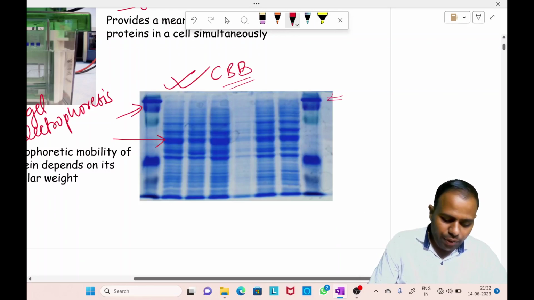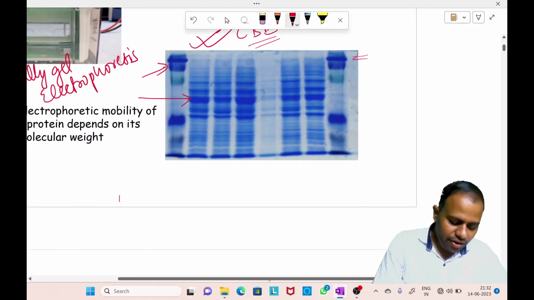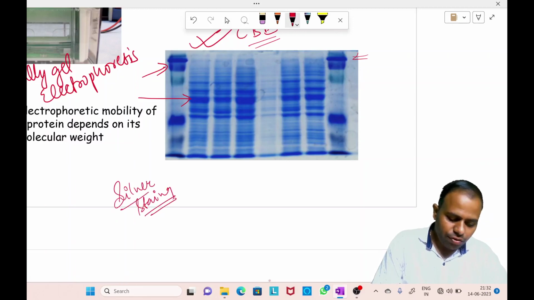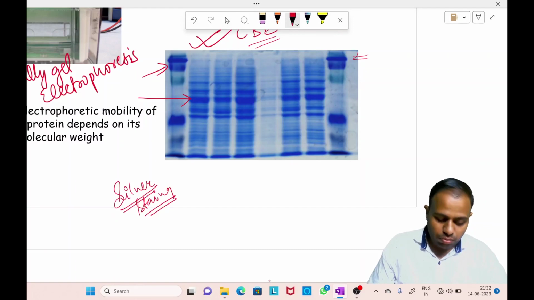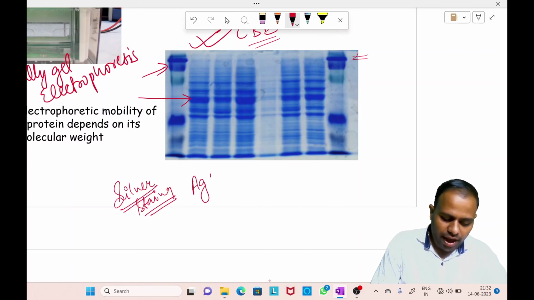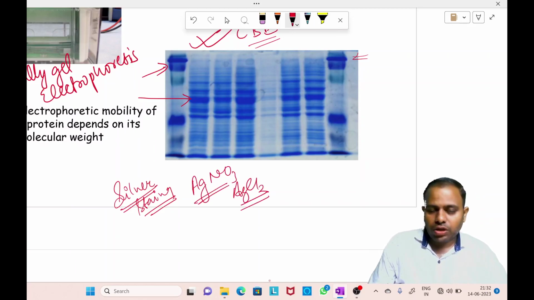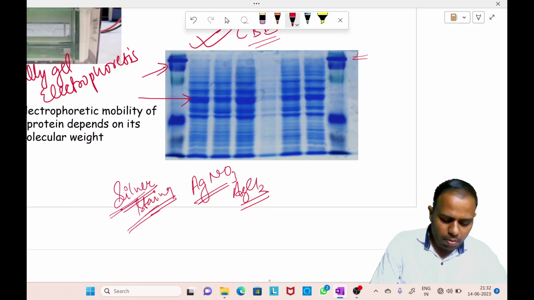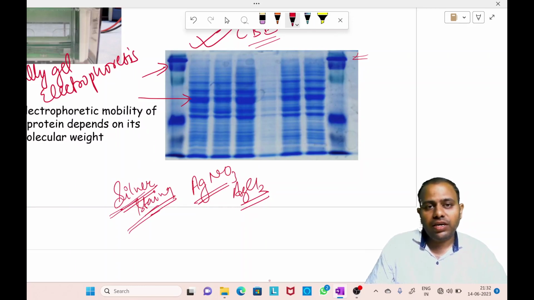You can alternatively stain it using silver staining procedures, which is more sensitive. It generally uses silver nitrate or silver chloride solution. I'll talk about this in a different video, but silver staining is done for more sensitive detection, where the amount of protein is very small, or the band is very faint. In such cases, silver staining is done, but for general purpose we use Coomassie Brilliant Blue only. Remember.